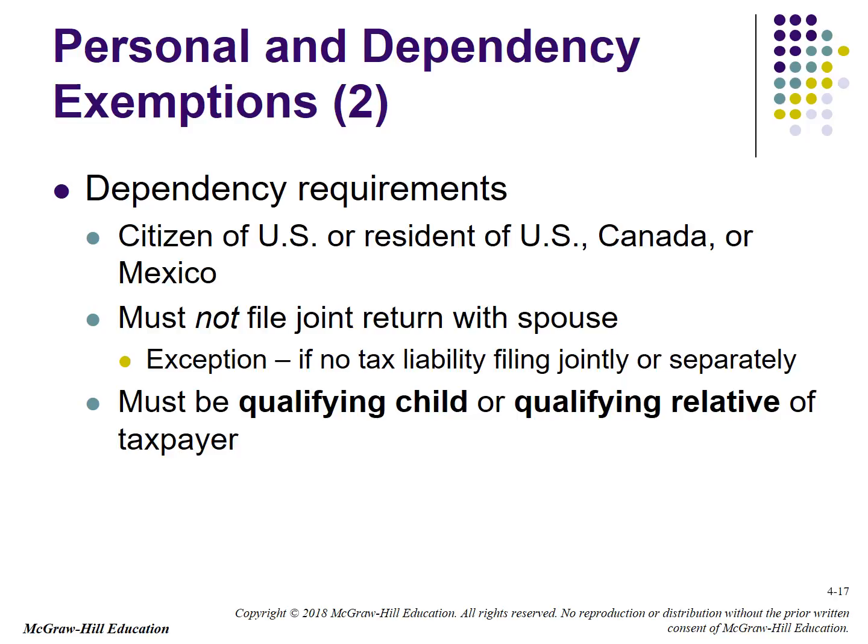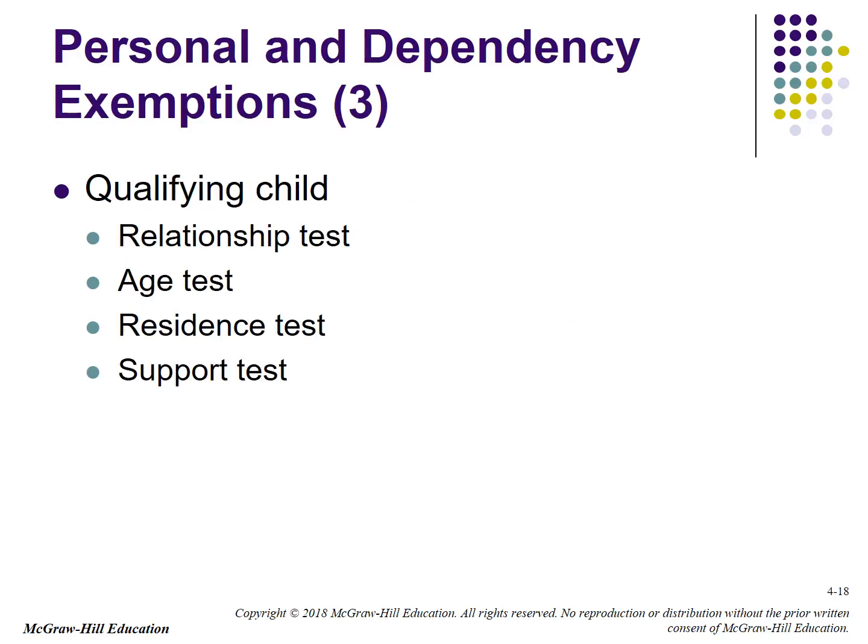So what are these two categories? Qualifying child or qualifying relative? For a potential dependent, first look to see if they are considered your qualifying child. If they fail any of those tests, don't give up. See if they can be considered your qualifying relative. Now, if they fail one of those tests, they are not your dependent. So qualifying child, beyond those first two tests, has four more tests: a relationship test, an age test, a residence test, and a support test.